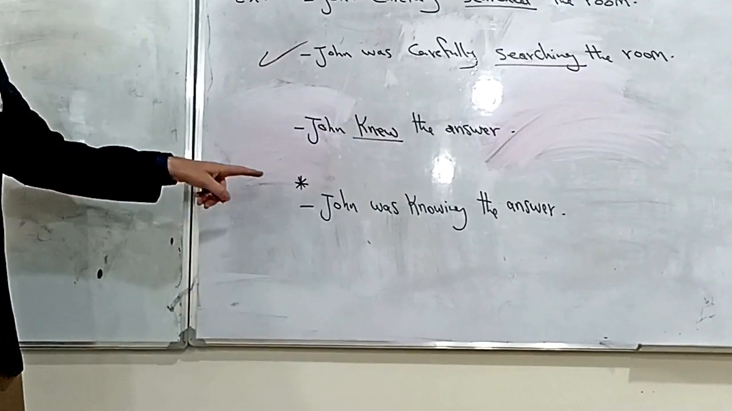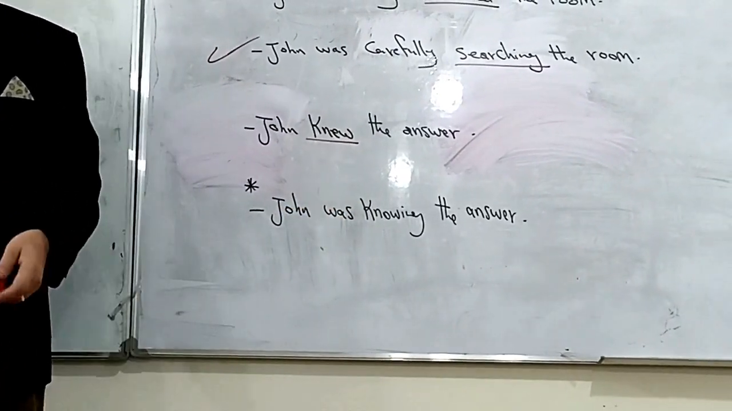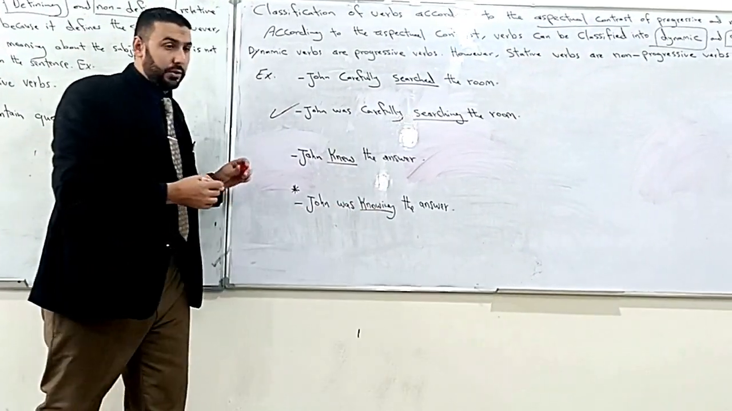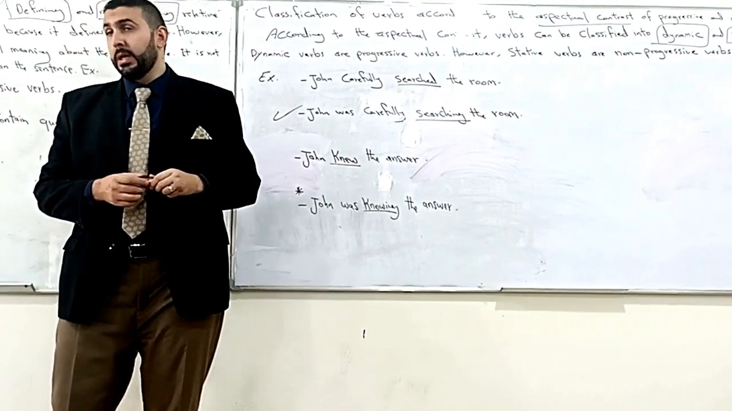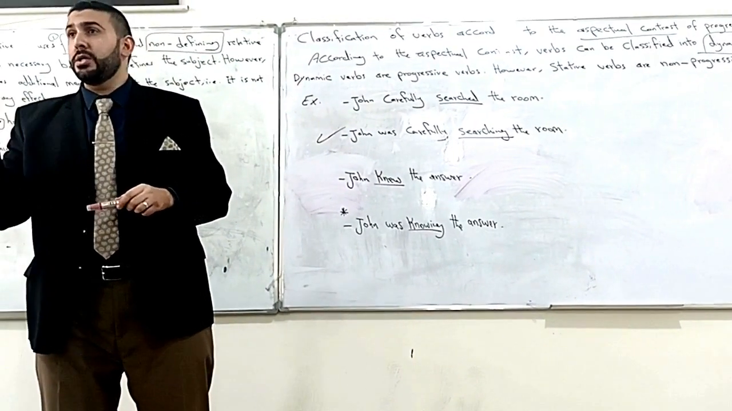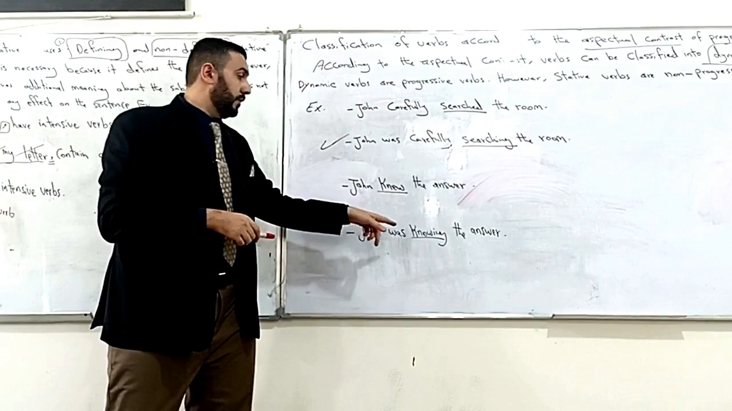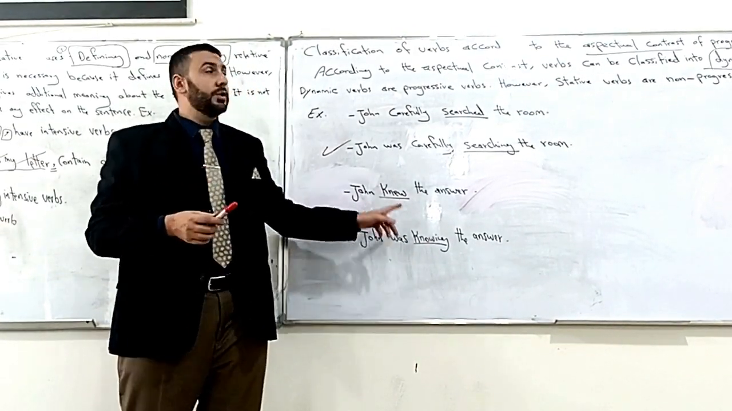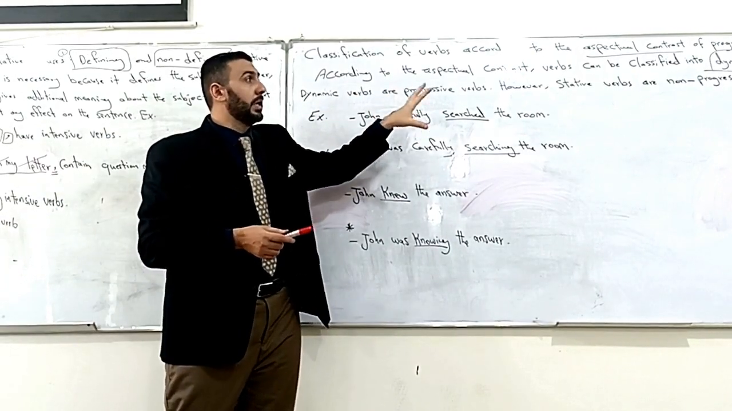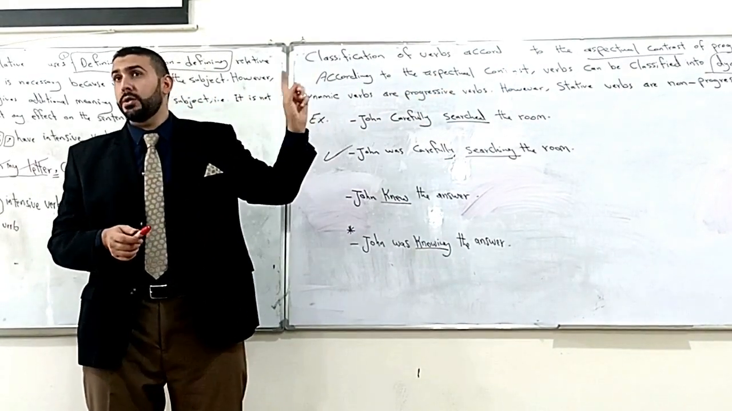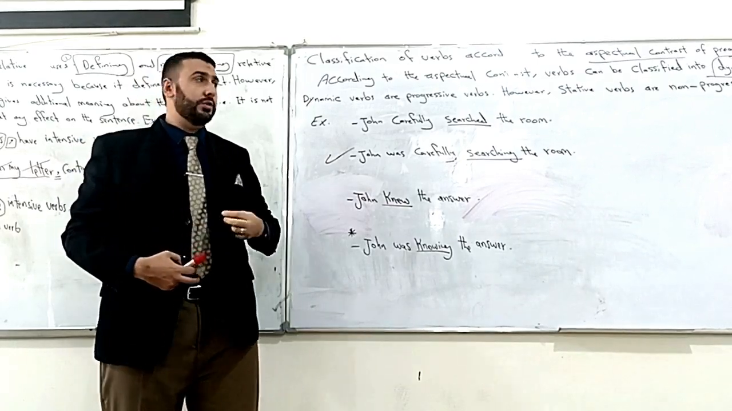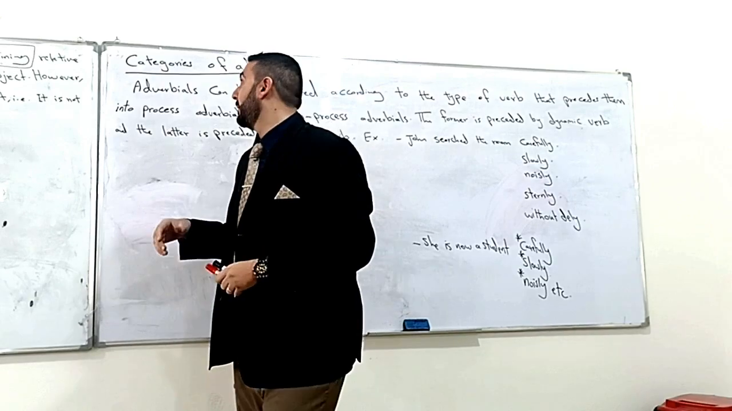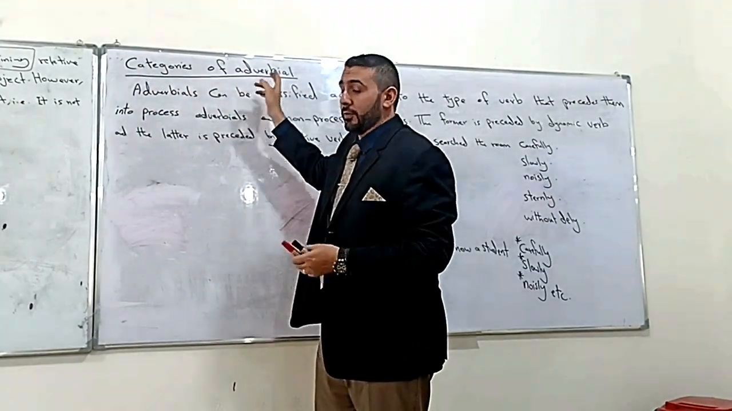Okay? John was knowing. Can we say John was knowing? This isn't correct. Why? Because know is a stative verb and we cannot add ing to the verb know. Okay? So please pay attention to these two kinds of verbs, and this is the classification according to the aspectual contrast. Okay, now we're going to talk about the categories of adverbials.